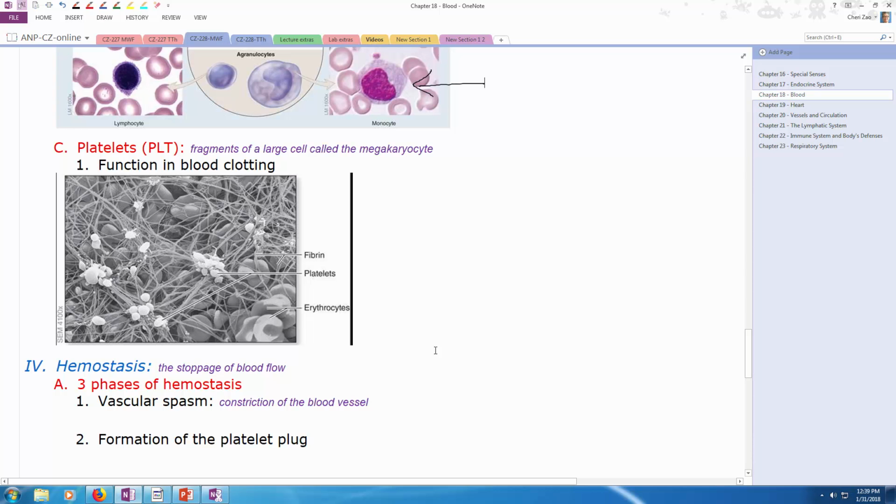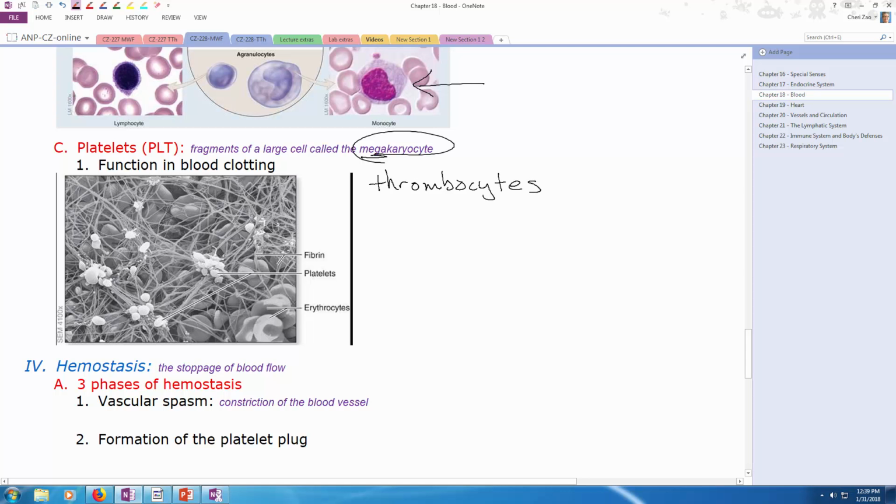Platelets, abbreviated PLT. They are fragments of a very large cell called a megakaryocyte. So really big cell. And what happens with the megakaryocyte is that it actually pinches off pieces of its cytoplasm and cell membrane, and that's what platelets are. So platelets contain the same thing inside them that the megakaryocyte had in its cytoplasm, which is very important because we're going to see that platelets are important in our clotting of our blood. They also have another name called thrombocytes.